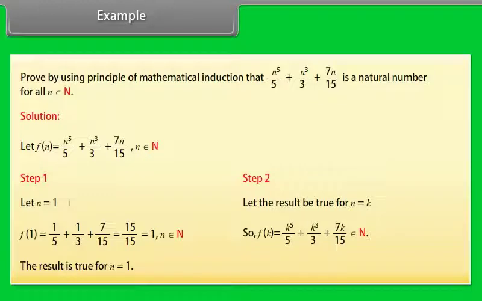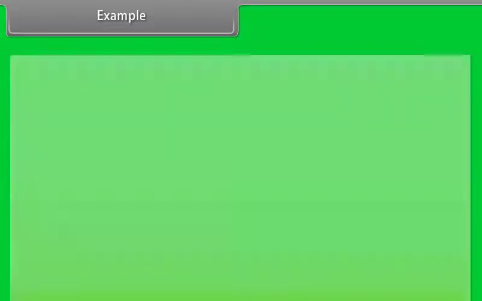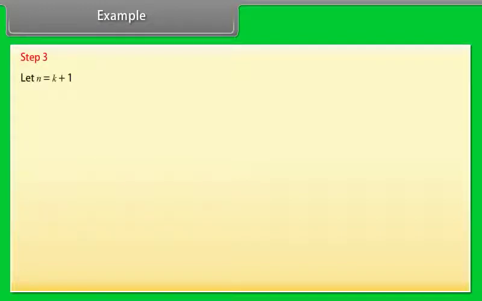So, f(k) is equal to k raised to power 5 by 5 plus k raised to power 3 by 3 plus 7k by 15, which belongs to N. Name it as 1. Step 3. Let n equal k plus 1. So, f(k+1) is equal to (k+1) raised to power 5 by 5 plus (k+1) raised to power 3 by 3 plus 7 times (k+1) by 15.